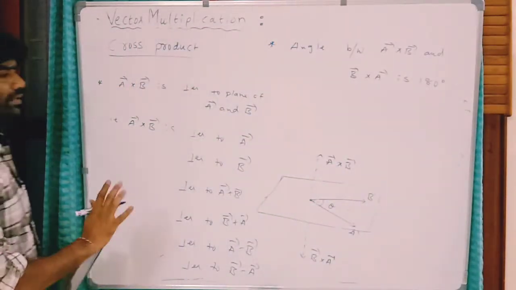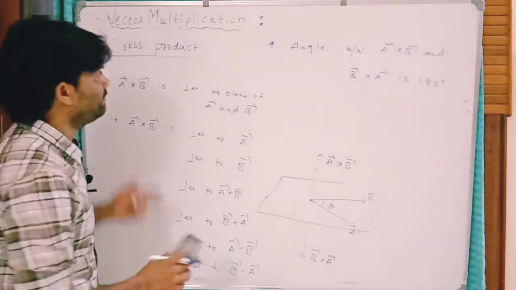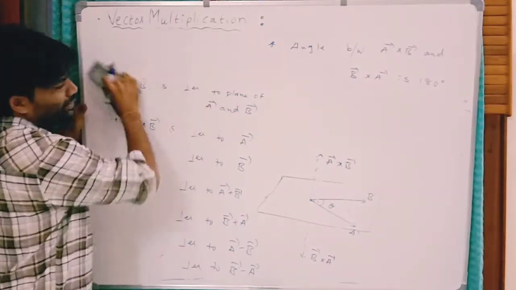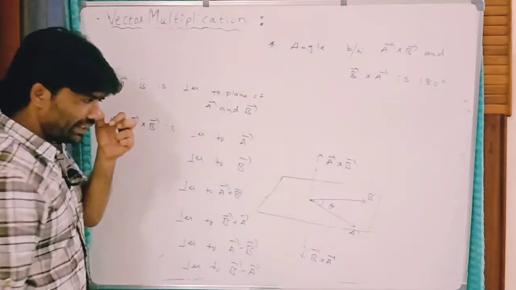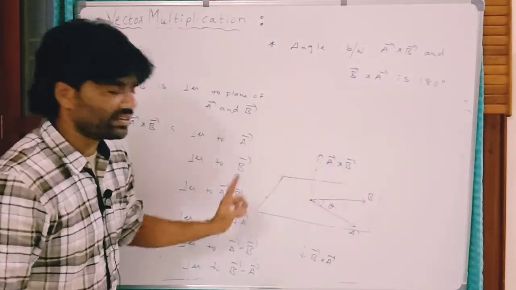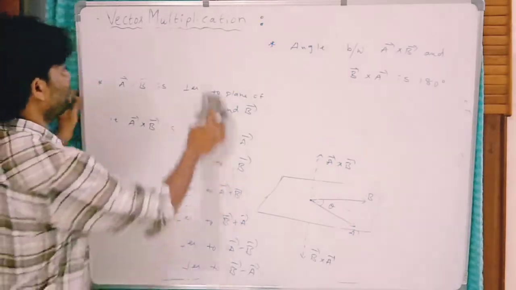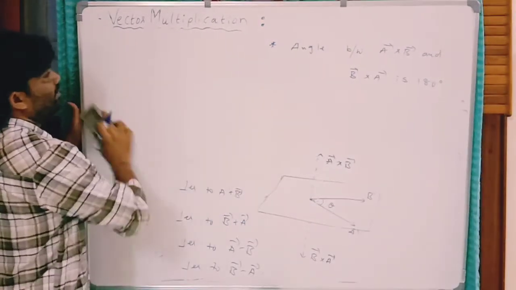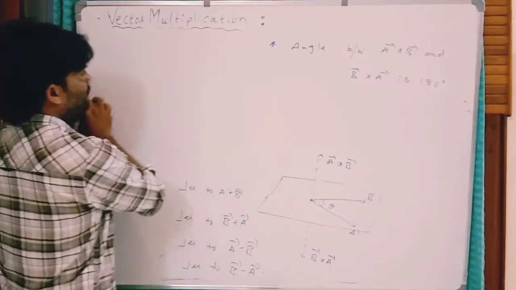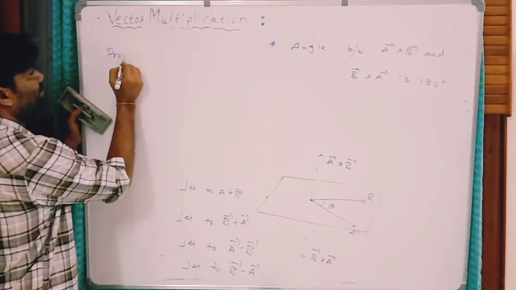So these are very important points. Keep in mind, right? So no need to remember. By watching this diagram, if you are able to draw this, you can write everything easily, these angles. Right? Now, properties of cross product.